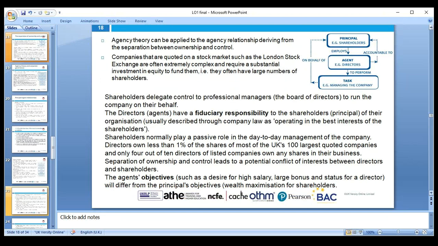Any question on this? The agent's objectives are to desire a high salary, a high bonus, and status as a director, which differ from the principal. At the end of the day, our objective is wealth maximization, a balance of interest and expectation. I'm not sure if a couple of you have learned about stakeholder expectation theory. At some point I'll go through it.